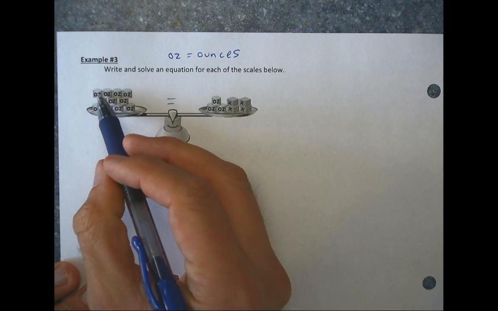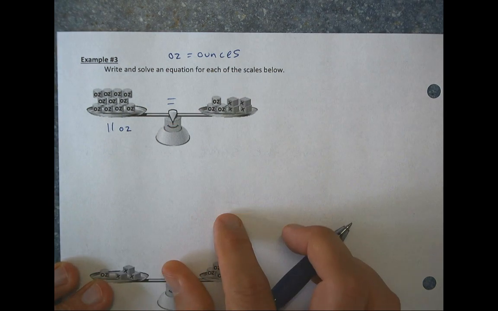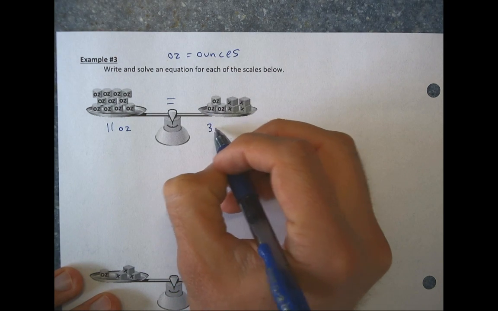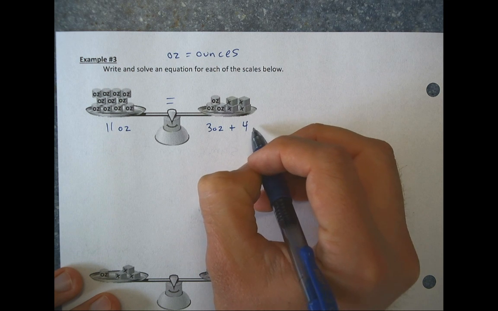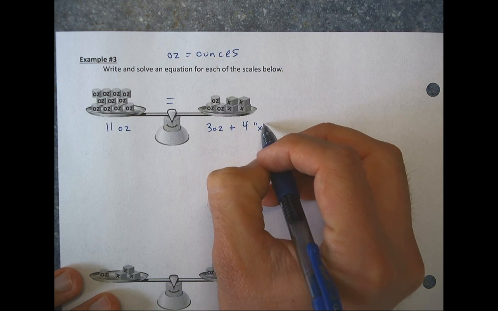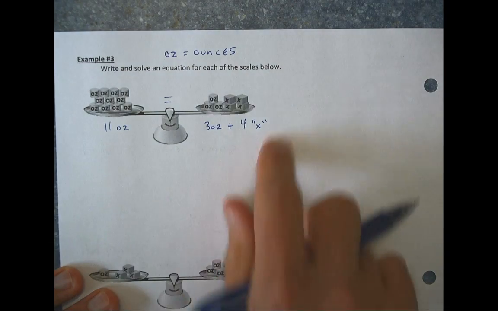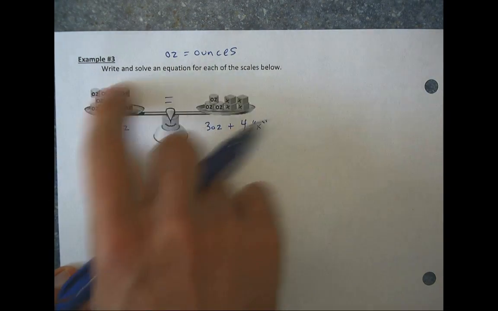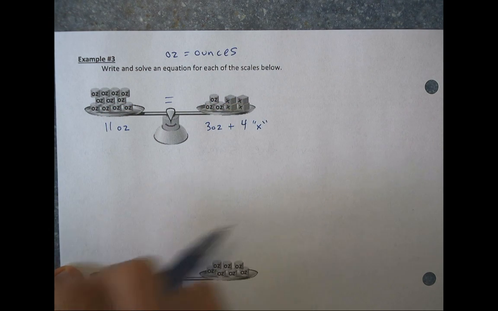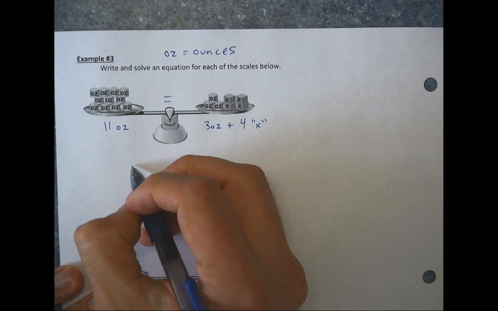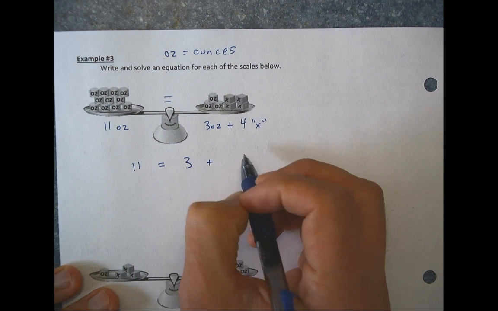And so if I look over here and I counted them, I've got 4 and 4 is 8 plus 3 more. I have 11 ounces on this side of the scale. This side only has 3 ounces, and it also has 4 x's. So what we want to do is we want to kind of represent this as an equation. So visually, both sides are balanced. We want to figure out, what do these x's actually represent? How many ounces each? Okay, so if I write this equation, 11 equals 3 plus 4 unknowns.